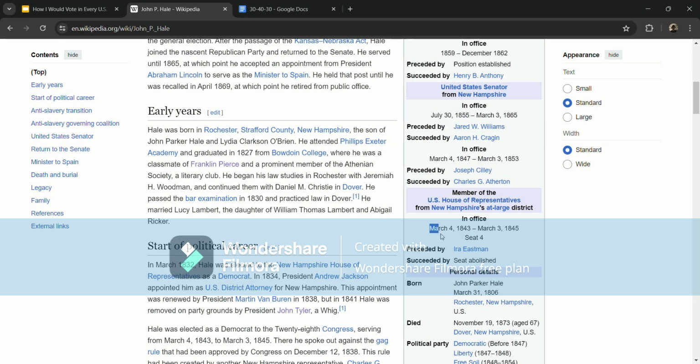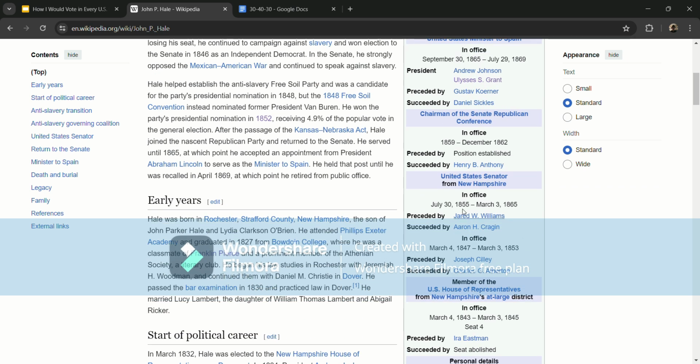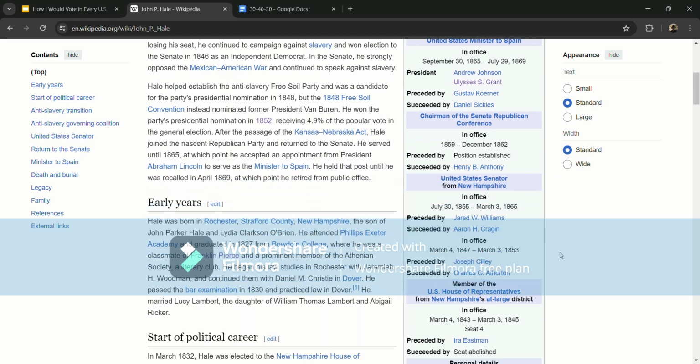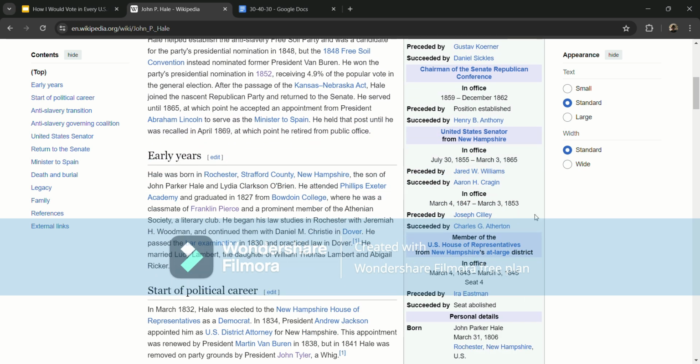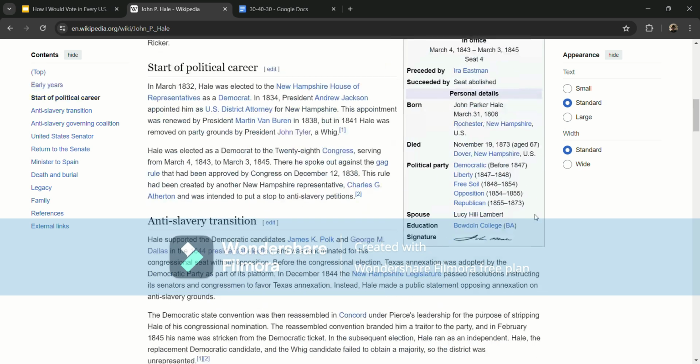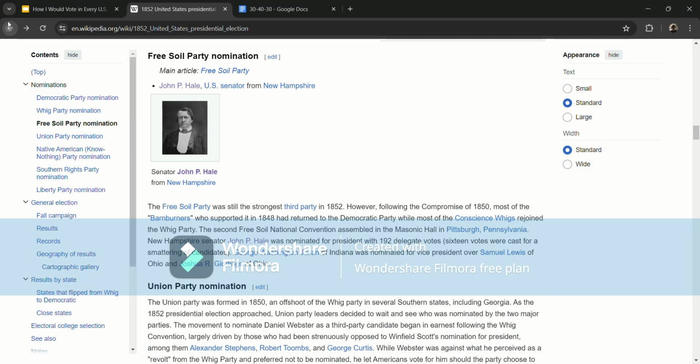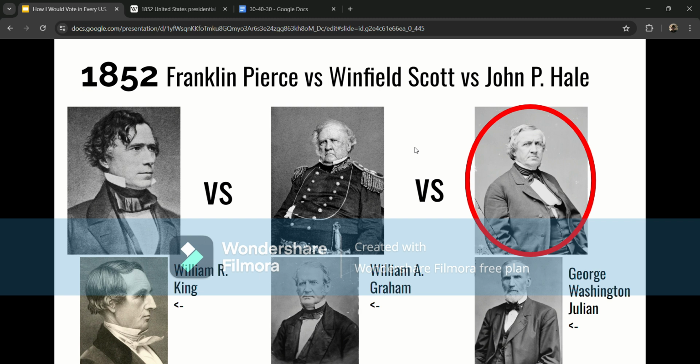Member of the House, he was from New Hampshire as well. Only one term there. Was in the Senate for a good chunk of time and is here as well, too. In office a lot more recently than what Pierce was. So experience-wise, I give the points to Hale. Oops, that's 1848.